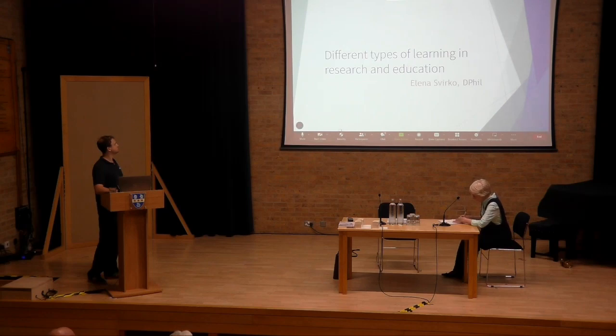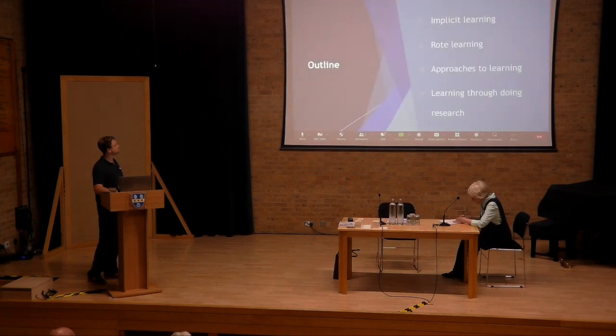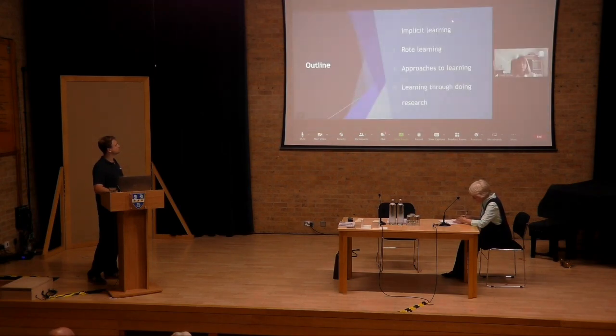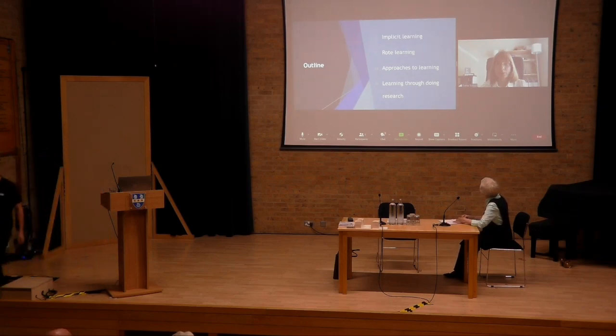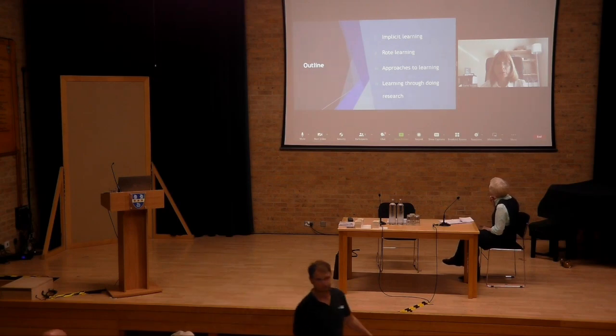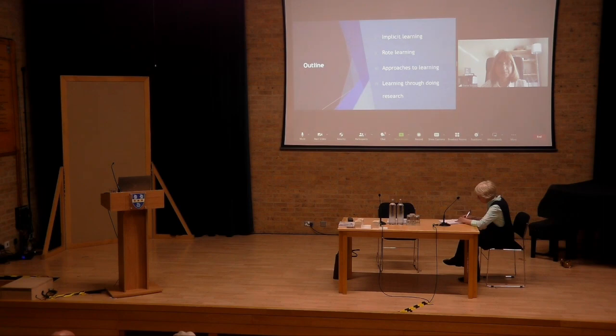Hello, everyone. Today, first, I'm going to talk about how what we research in psychology about different types of learning can inform educational practice. So I'll go through implicit learning, rote learning, and then approaches to learning. And finally, I'm going to go through why making students do research is a good tool in education. So education involves learning, and psychologists investigate what learning is, how it happens in the mind and in the brain.